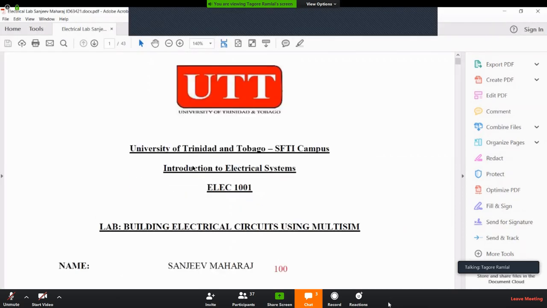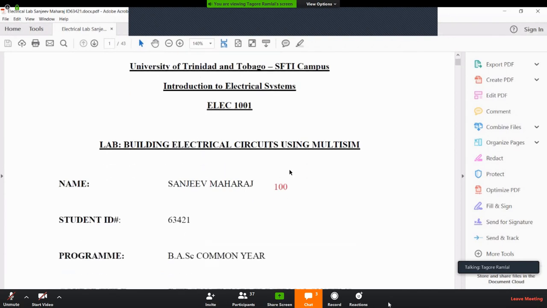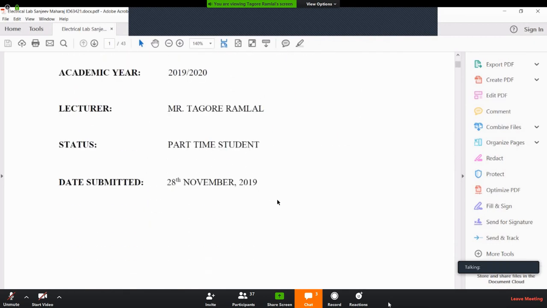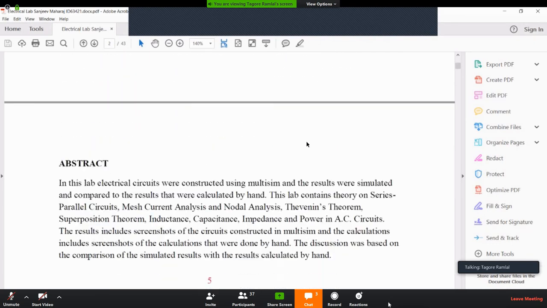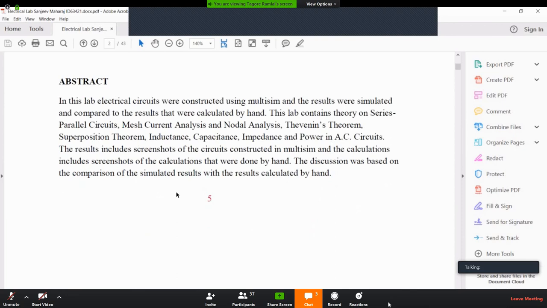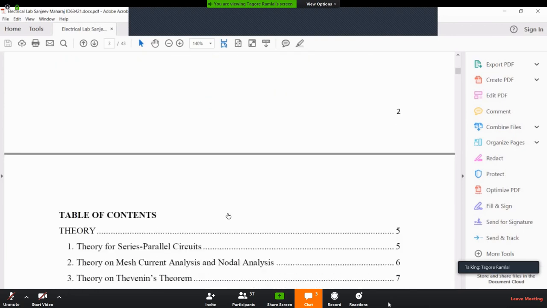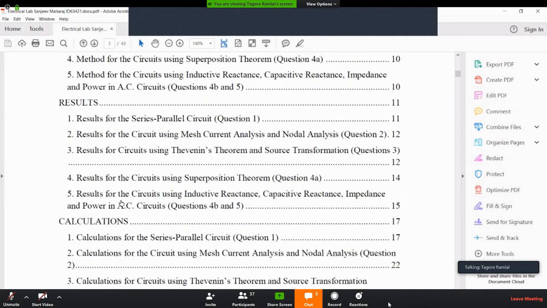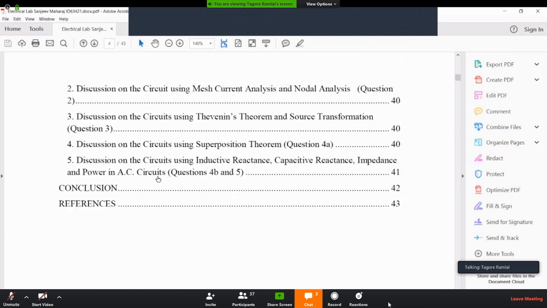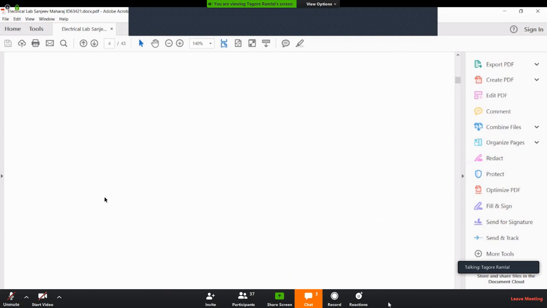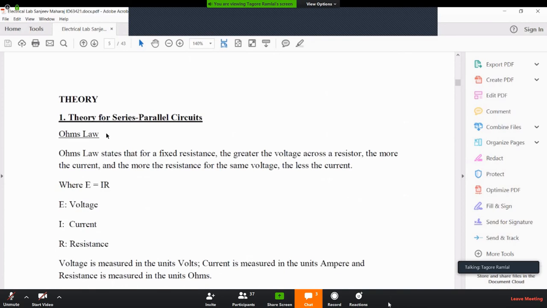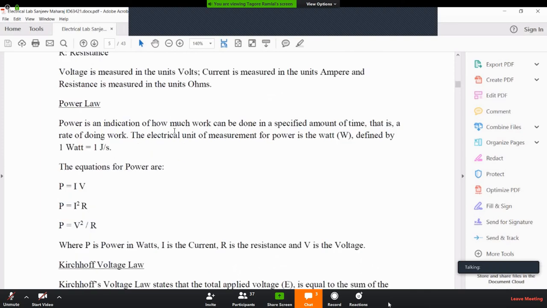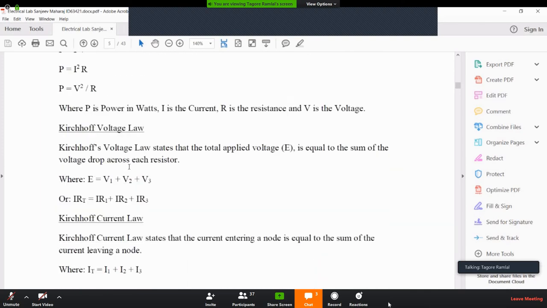Right, so this is a typical lab. This person got 100 in this, so look at the format. The abstract is very, very short. Then the table of contents: your theory, your method, your results, your calculations, your discussion, your conclusion, your references. Exactly as you would have the lab format. Your theory is very concise. What does question one relate to? Series parallel circuit and the relevant formulas associated with it.